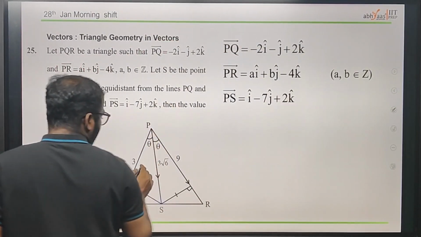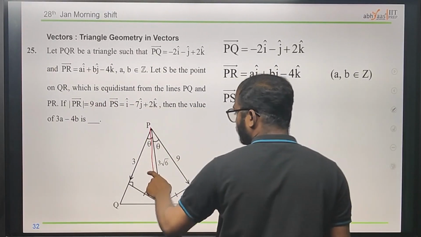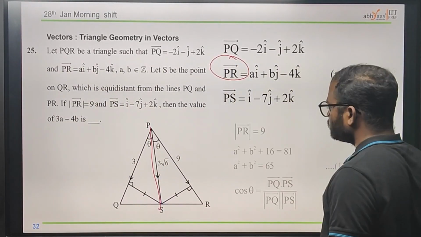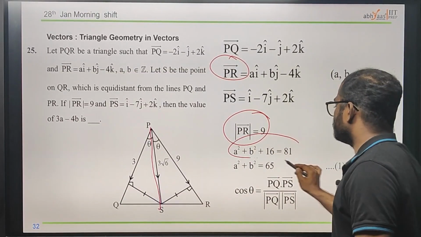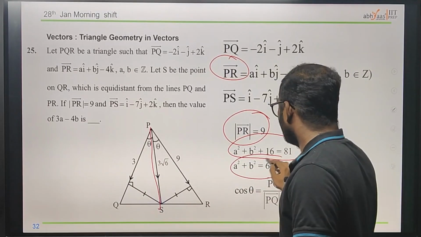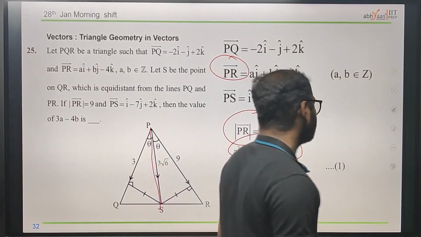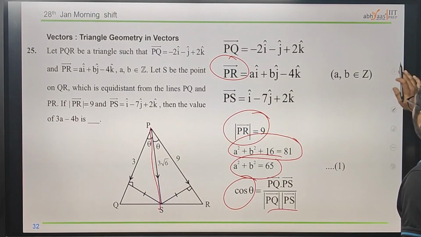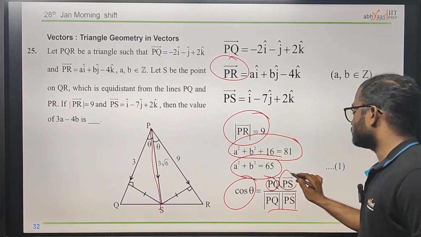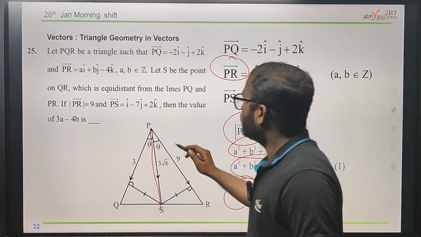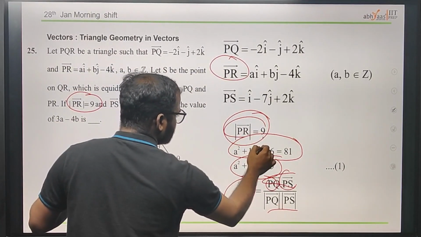From PQ, by using the 9, we can get the 3, and also PS. Ultimately we need to find PR. Taking the modulus, the magnitude of PR, we easily get a square plus b square plus 16 is equal to 81, which will become 65. Now we can write it using the angle, cos theta equals PQ dot PS divided by the moduli, substituting the values we have for PQ and PS, doing the dot product, and also PR bar is given as 9.